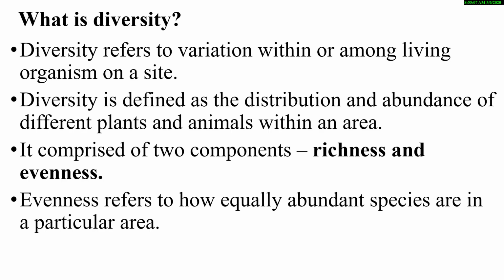What is evenness? Evenness refers to how equally abundant species are in a particular area. So it means that the more equally species occur in proportion to each other, the greater the evenness of the site. A site with low evenness is an indication that one or more species dominate that site, while other species are relatively underrepresented. In an ecosystem, we don't want a situation where one or more species dominate the site.